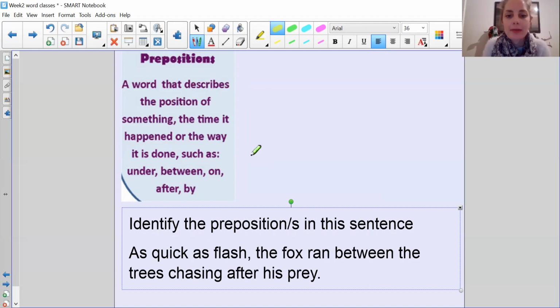So see if you can identify the preposition in this sentence. As quick as a flash, the fox ran between the trees chasing after his prey. All right, and hopefully it'll be nice and easy because I've used the same word that's given in the list, between.